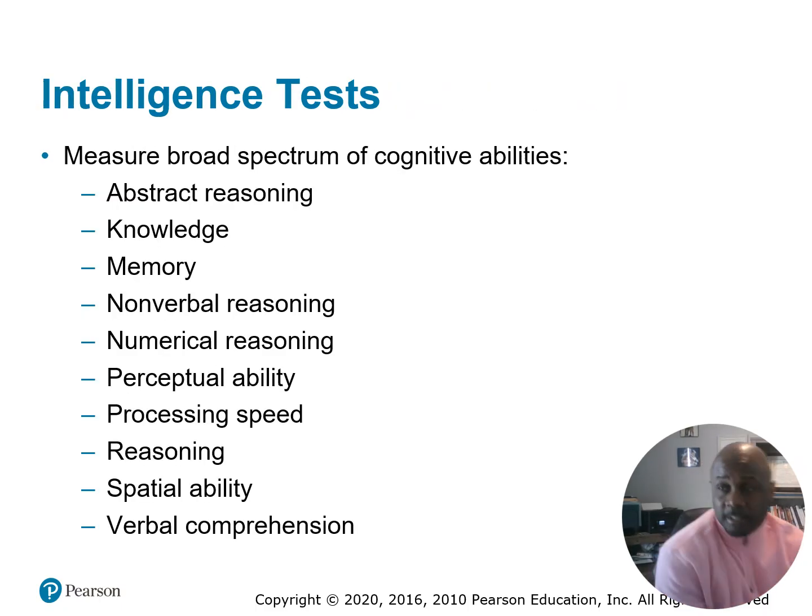So intelligence tests. They cover a broad spectrum of cognitive abilities. We have abstract reasoning, knowledge, and memory, which is very important. How can they recall information? Nonverbal reasoning, again, is how you reason or communicate without that level of verbal expression. Numerical reasoning, perceptual ability, processing speed, reasoning, spatial ability, and verbal comprehension.